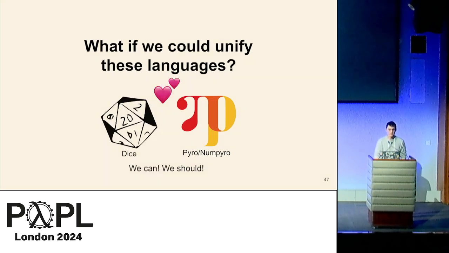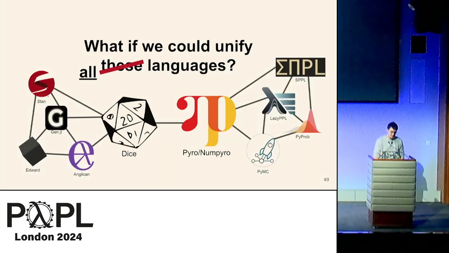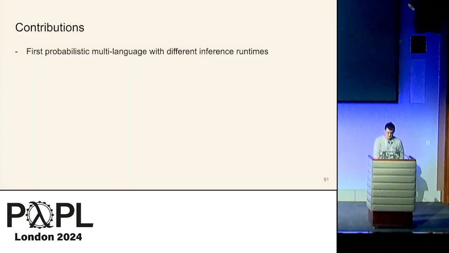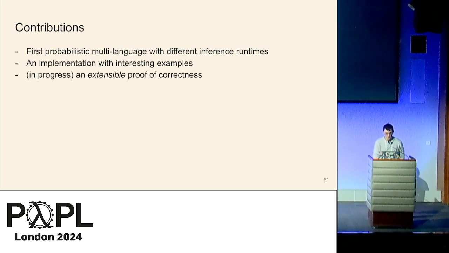On top of that, I think we should do this for all languages. Let's use scalable inference and specialized inference for the places where it's appropriate, and use expressive operators when we want them. Let's use the entire design space. So in this work, we produced the first probabilistic multi-language with different inference runtimes. We have an implementation, it works on interesting examples, and we have an in-progress proof of correctness.